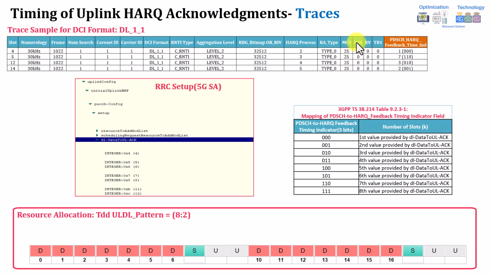Also NDI, the new data indicator, is another very important piece of information. If, for example, the initial transmission was 0, then it is toggled to 1. This differentiates and lets the user know whether this is a new transmission or a retransmission. So for example, in this case it was 0, which means this is a new transmission, not a retransmission. In other cases, it might indicate to the user that this is a retransmission and not new data.